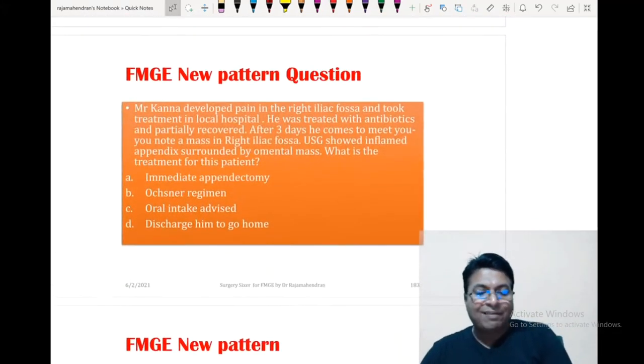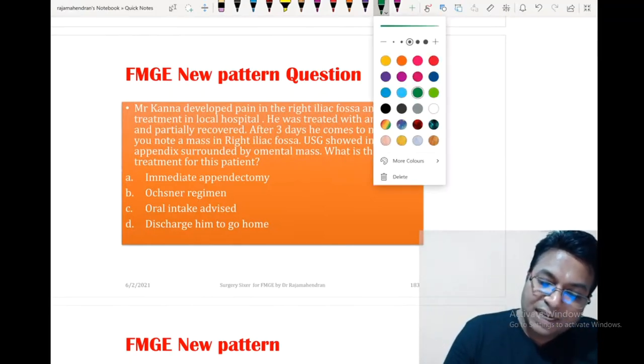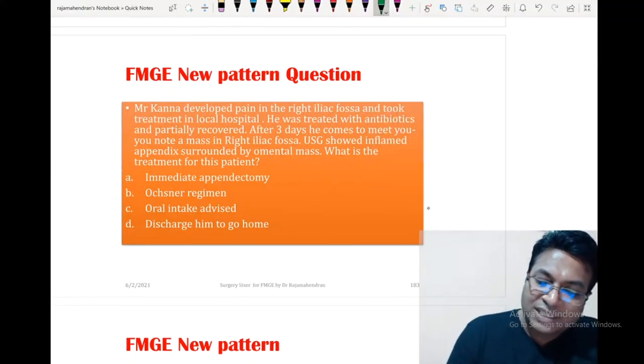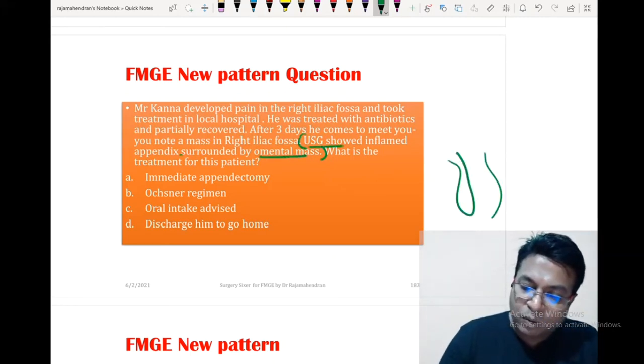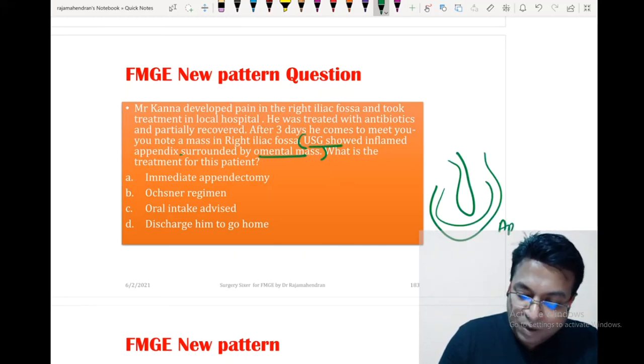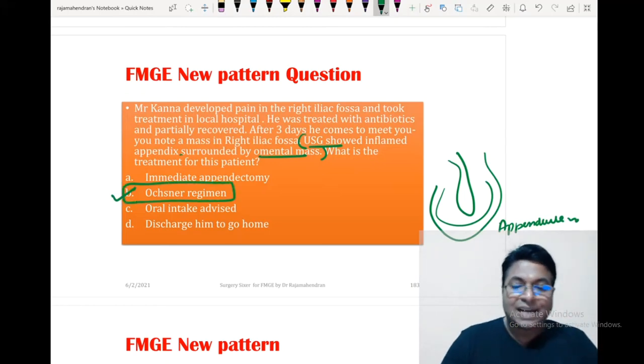So Mr. Khanna developed pain in the right iliac fossa and took treatment in the local hospital. He was treated with antibiotics and partially recovered. After 3 days, he comes to meet you and notes a mass in the right iliac fossa. Ultrasound showed an inflamed appendix with a mass. The catch point is here: appendix surrounded by mass, it's an appendicular mass. What is the treatment? An appendicular mass will always be treated by the Ochsner-Sherren regimen, a non-operative conservative regimen.